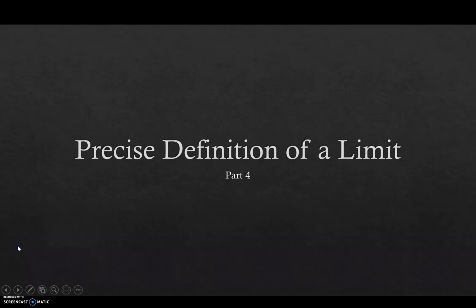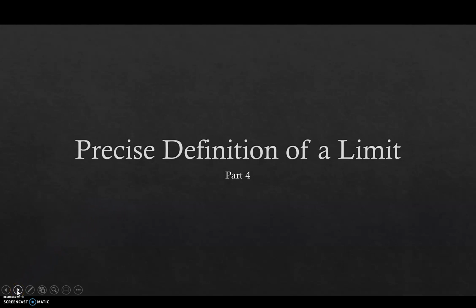All right, this is the fourth and final video in a series about the precise definition of a limit. In the first video, I talked about the definition of a two-sided limit. In the second video, I went over the definition of one-sided limits, both of them. And in the third video, I talked about limits at infinity and its definition. In this last video, I'm going to talk about infinite limits.